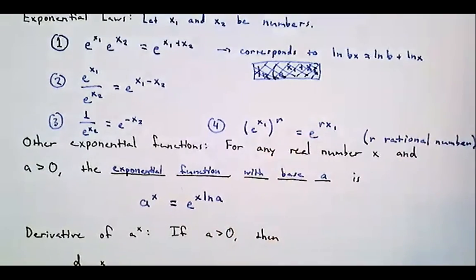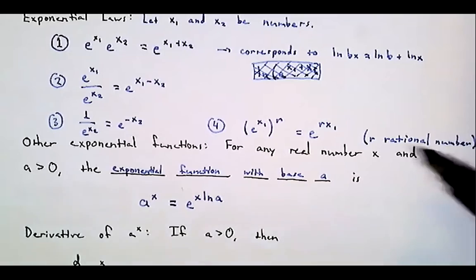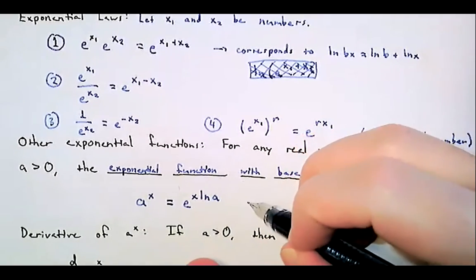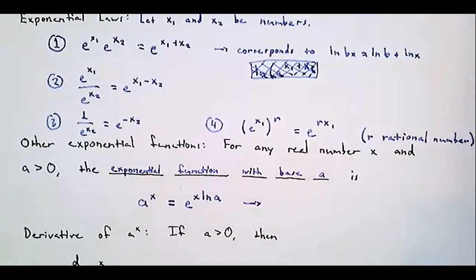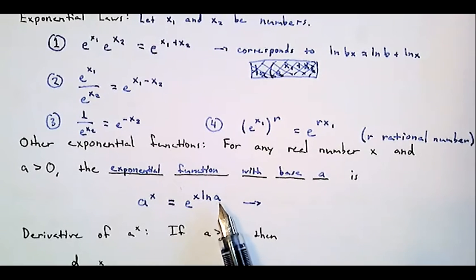So an exponential function with base a is actually this guy. It's actually a natural exponential function, but with an extra factor in the exponent. That's probably quite confusing, but let me explain using some of the properties that we know. So here I have x, my variable, times log a.